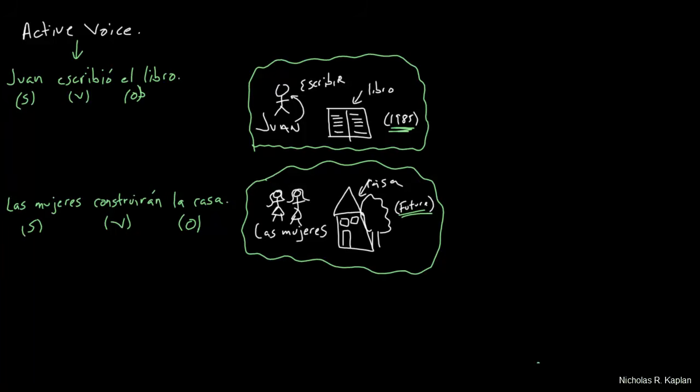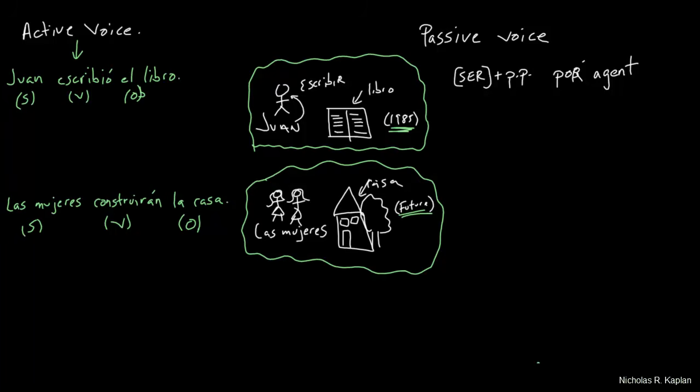Today what we're going to look at is a way to write sentences using a construction called passive voice. And basically, we're going to take a form of ser. We are going to add a past participle. And most times we're going to add the word por plus an agent.